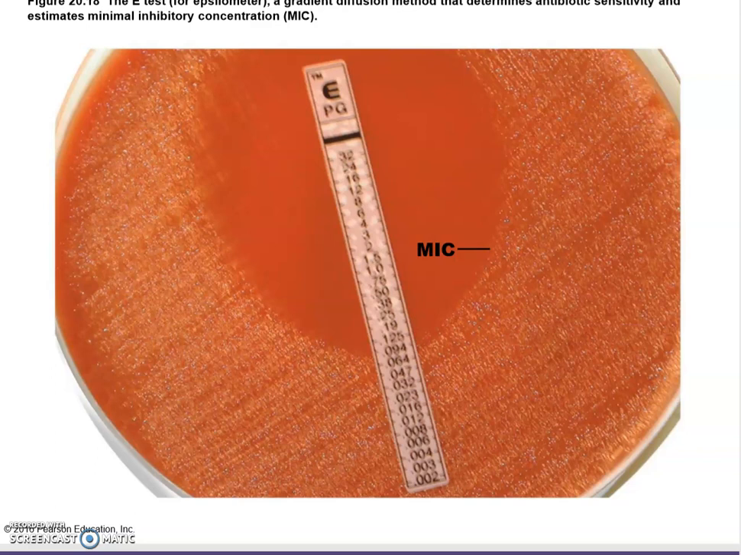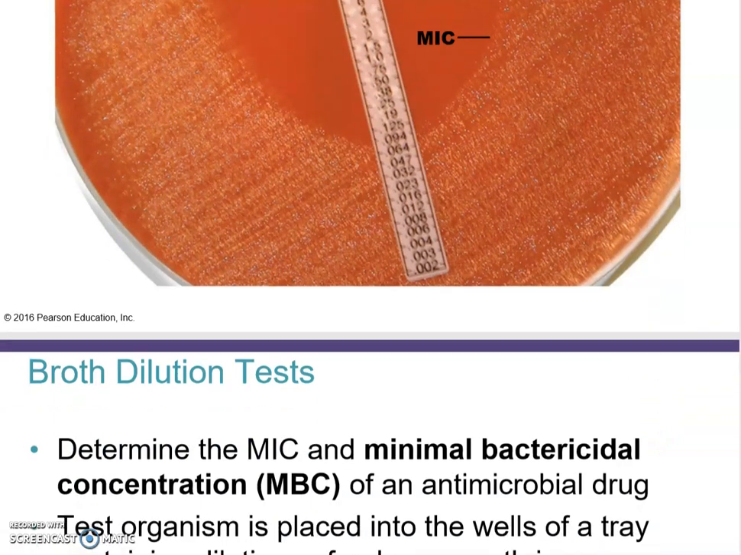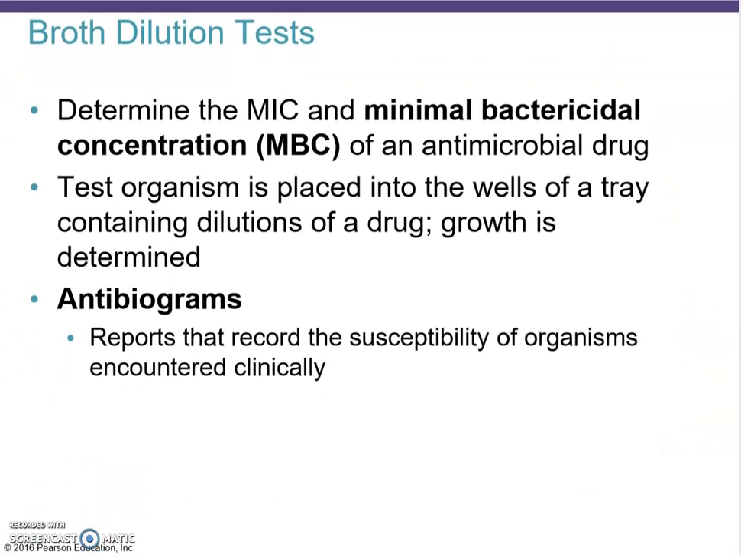And then you see that it starts to inhibit the growth of bacteria more and more and more. And you would also have to find the diameter of inhibition, sort of going across, to find the minimal inhibitory concentration for that particular antibiotic against those bacteria that are grown on this plate. Another method that would measure the effectiveness of antibiotics would be the broth dilution test. There you determine the minimal inhibitory concentration and the minimal bactericidal concentration of an antimicrobial drug. So you can test that in wells.